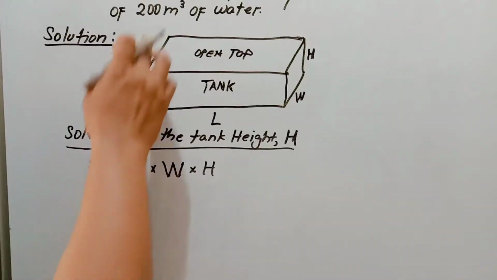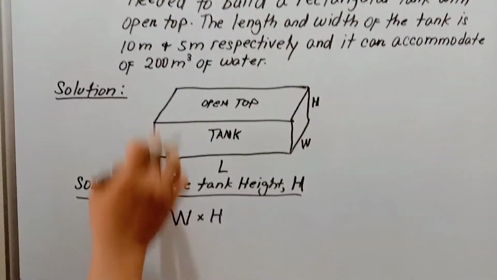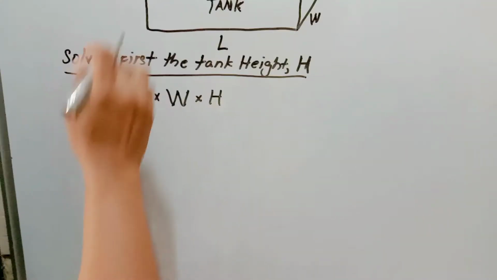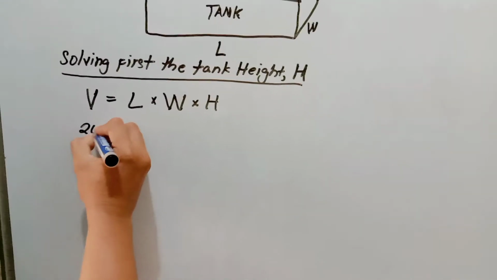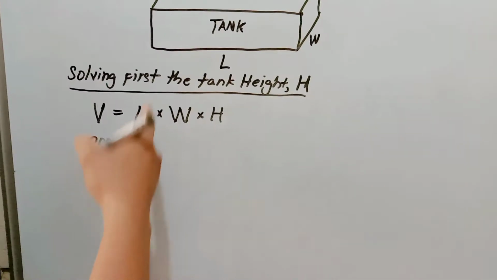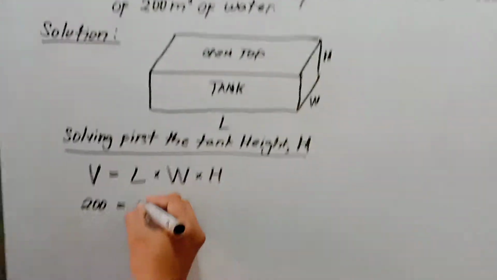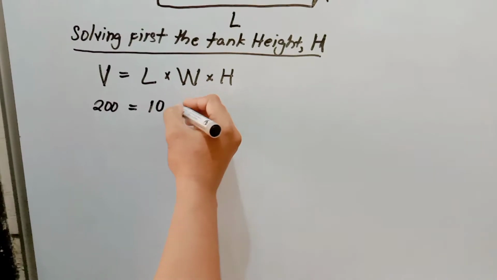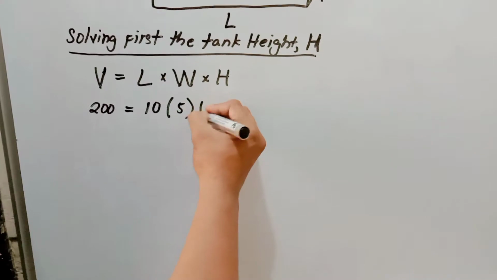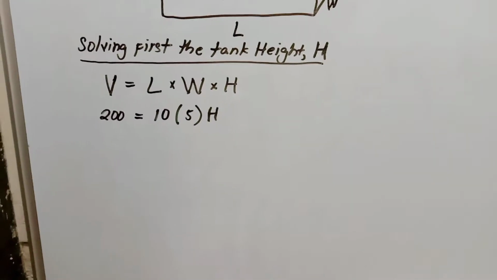So knowing the total volume of water, we can equate this equation by substituting the total volume of water in this: 200 cubic meters is equal to how much the length? It was given here, guys, 10 meters, and the width is 5 meters. 10 meters times the width, 5 meters, times the height, which is unknown.